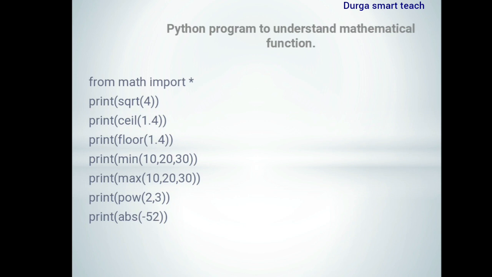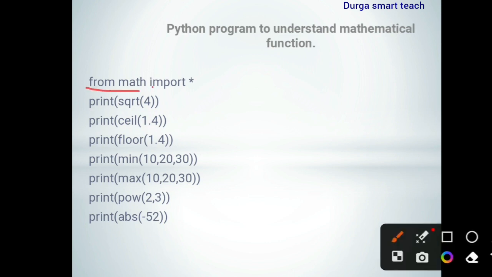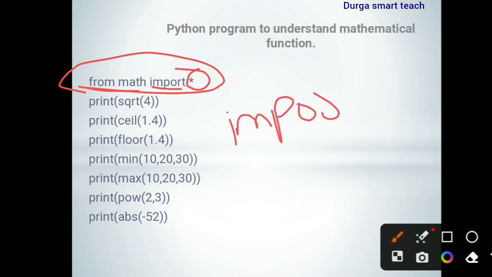First we need to import the math module. Why? Because the math module contains all the predefined functions, so if you want to use predefined functions, you compulsorily need to import the math module. That's why from math import star. What is meant by star? Star is nothing but all. You can import like this, or import math.